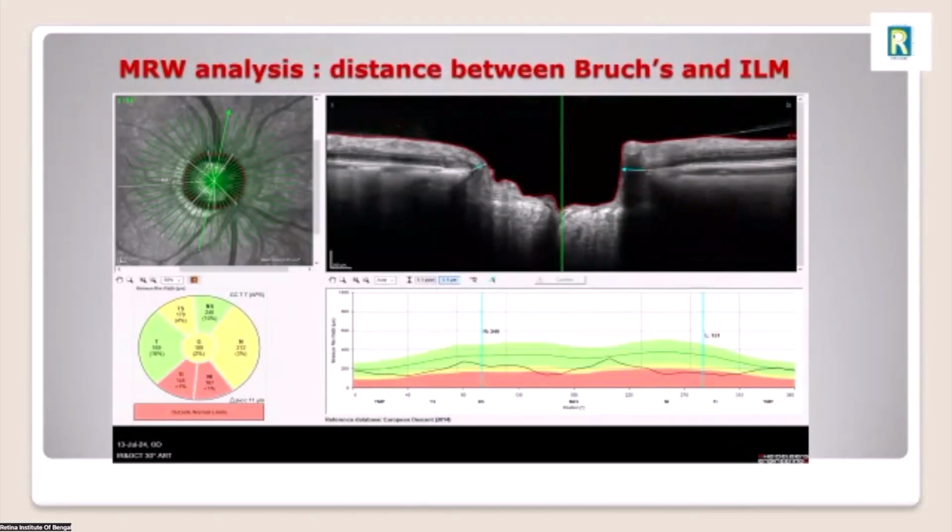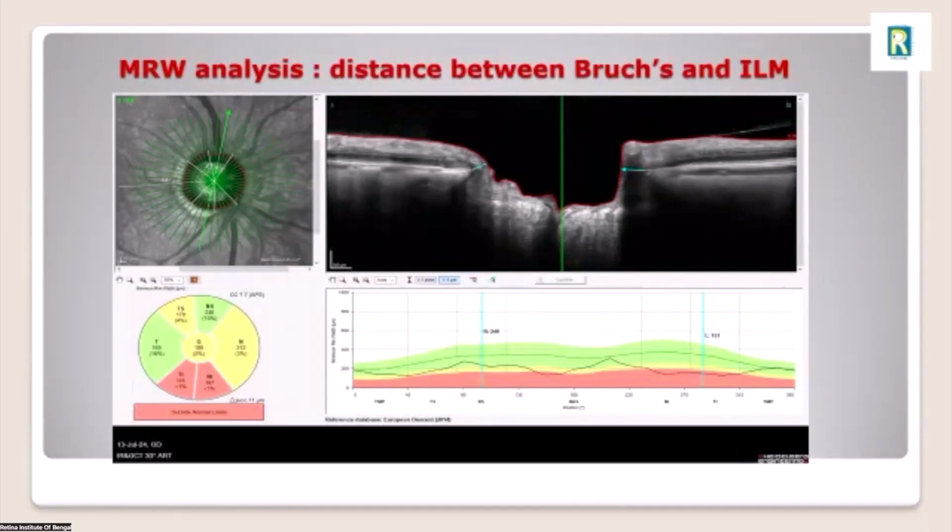Minimum rim width is the distance between the Bruch's membrane layer and the internal limiting membrane. Here you can see Bruch's membrane is terminating here, and this is the internal limiting membrane. So this gap is the distance. If it's low, below the normal calculations, here you can see this is the area norm seen among the normal population, and the red area is where the danger zone lies.